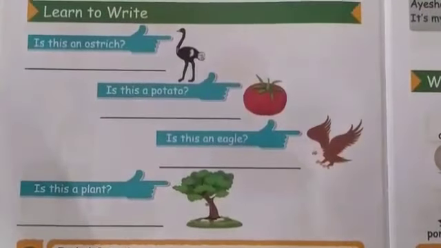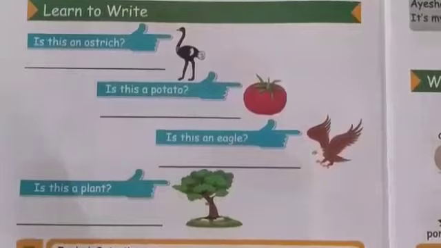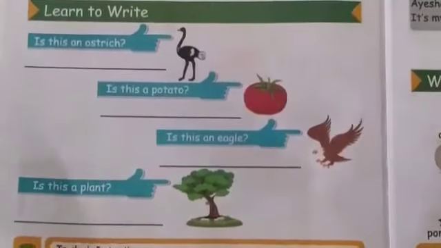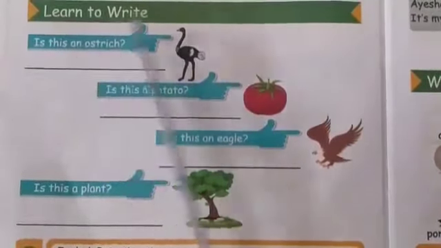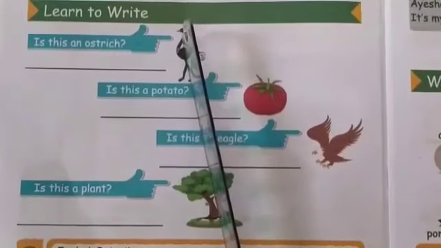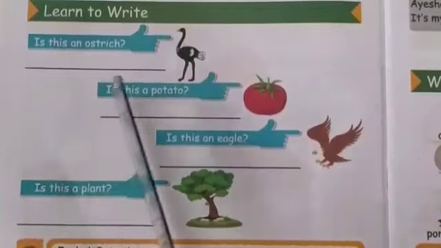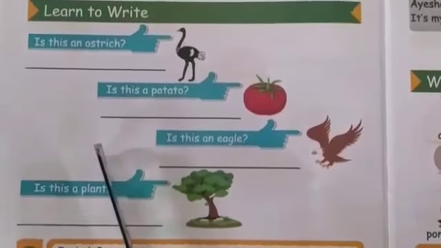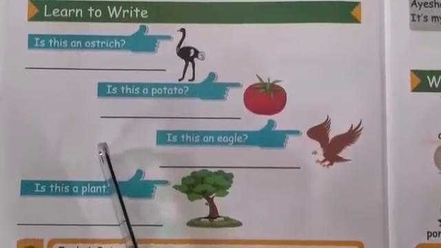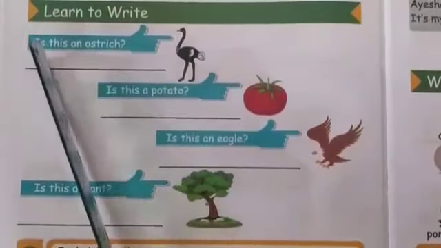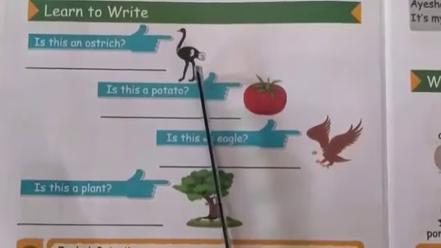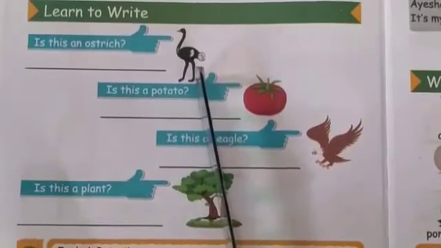Okay students, now let's do the last activity and it is learn to write. Now we are going to do learn to write. इसमें हम लिखना सीखेंगे because there are some questions and you have to give their answer and after that you are going to write them also. Are you ready? Yes. Is this an ostrich? Yes, it is.